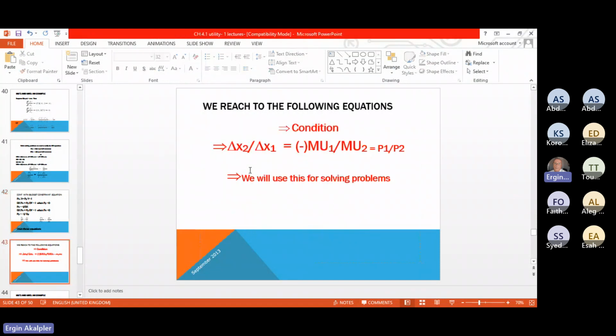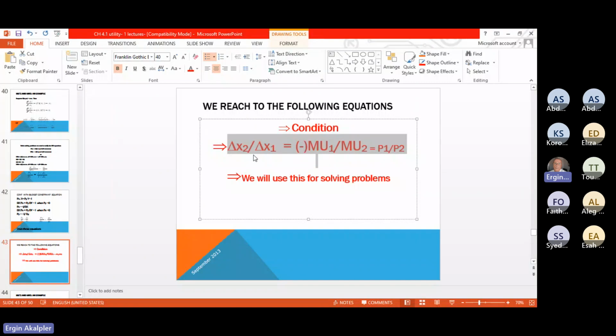Okay, then we got this equation, as I said to you, delta x2 over delta x1. You have to use this percentages, or delta x2 over delta x1, marginal utility of 1, marginal utility of 2 is equal to P1 over P2. And when you got this, we are going to use this for solving some problems.